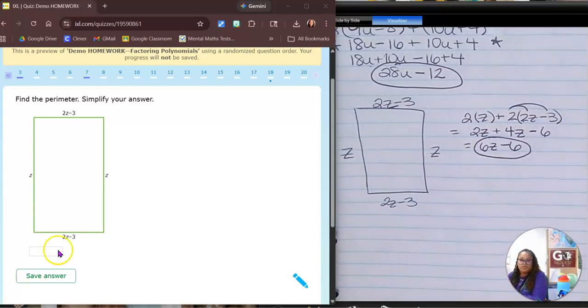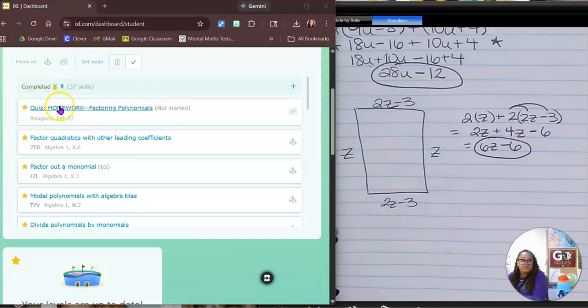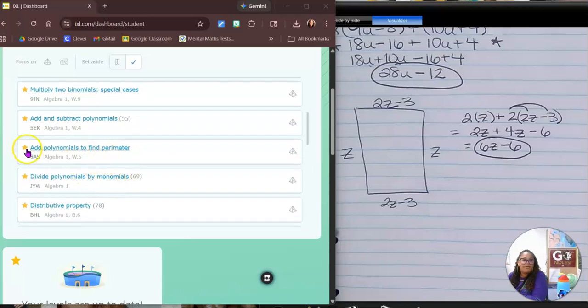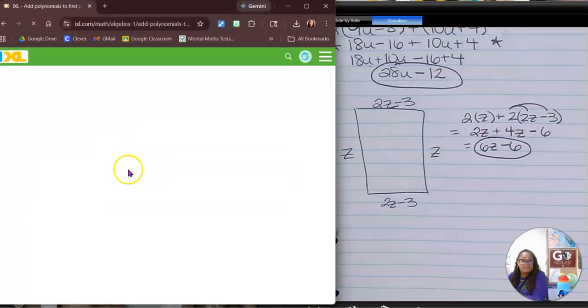If you have any other questions, please plan on attending tutorials on Wednesday. If not, good luck. Also, do some of those IXL lessons that help you get through these. I'll show you where they are in a second. Okay, in your dashboard, this is your quiz that you have to turn in, and then this will help you with some of the questions: factoring out a monomial, modeling with algebra tiles, and then I think I had perimeter. Yep, perimeter right here. So, practice some of these and then go to IXL and see if you're getting them correct.